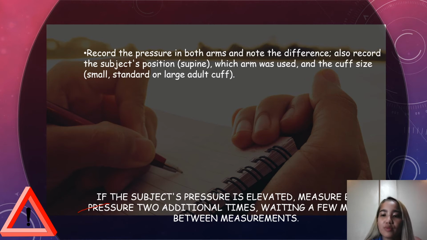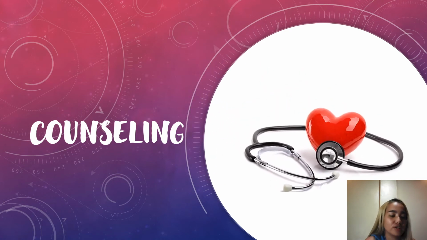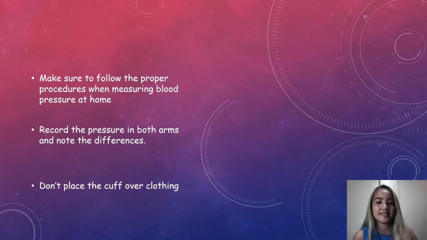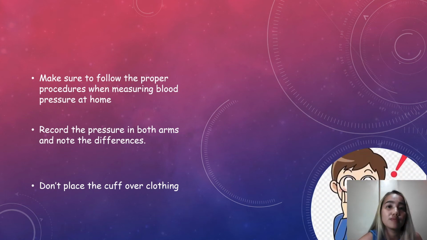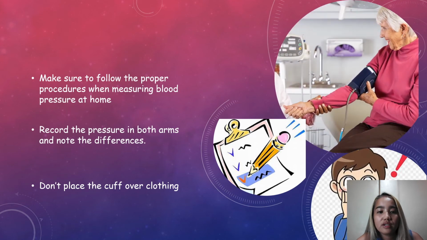Here are some tips on how you are going to measure your blood pressure at home, the interpretation of your blood pressure categories, and things to do to maintain or at least achieve a normal blood pressure. So first, make sure to follow the proper procedures when measuring blood pressure at home, and record the pressure in both arms and note their differences. And here is an important reminder.